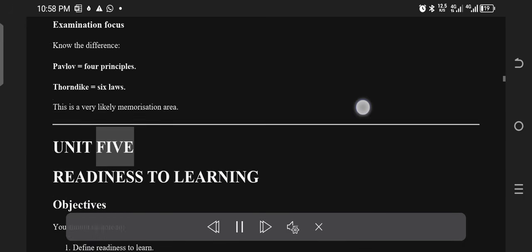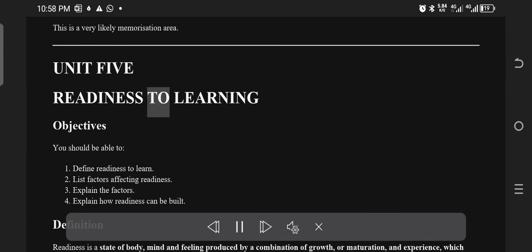Unit 5. Readiness to learning. Objectives. You should be able to define readiness to learn. List factors affecting readiness. Explain the factors. Explain how readiness can be built.